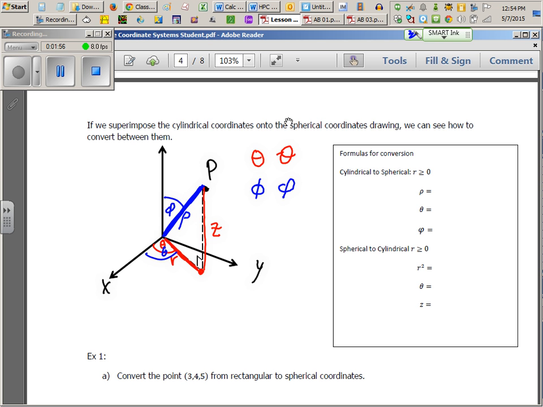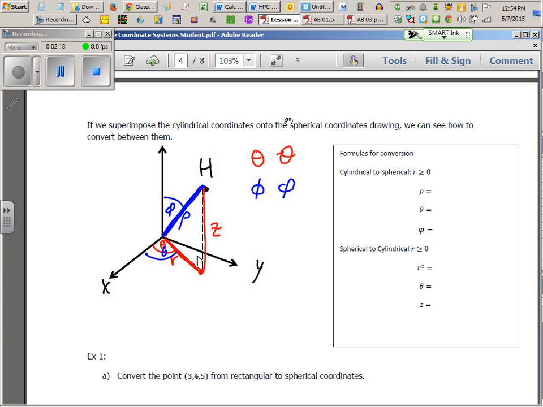I don't know, point P, maybe that was a bad choice. What do you guys want to call the point? Q. How about Q? Great. But that looks like a phi. That's even better. How about we use H for Hunter since he's complaining? He's the one complaining. Just kidding.